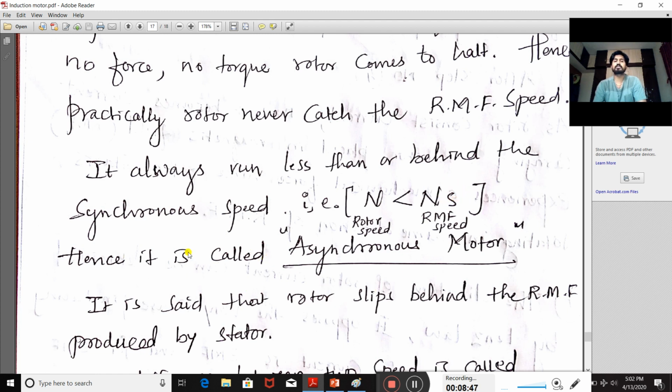Hence the induction motor is also called an asynchronous motor. While explaining in yesterday's video, that means in part 1, I called the induction motor an asynchronous motor, and I told you I will explain why it is called an asynchronous motor. Because of this reason only: the rotor speed is always less than the synchronous speed.